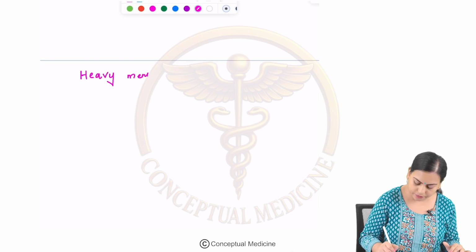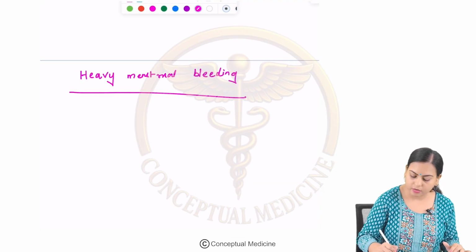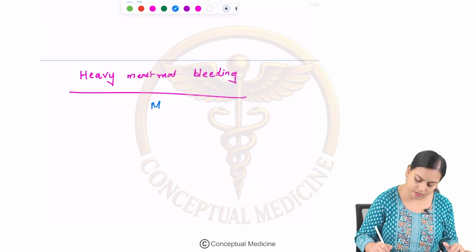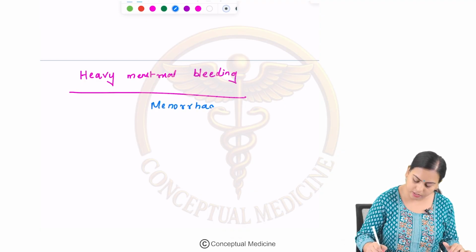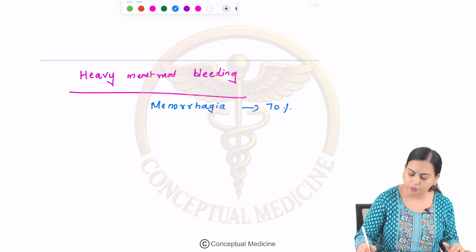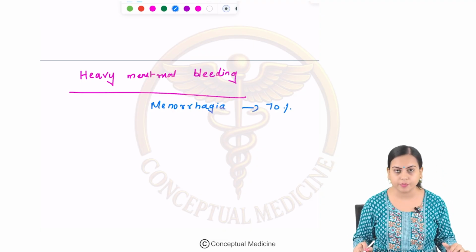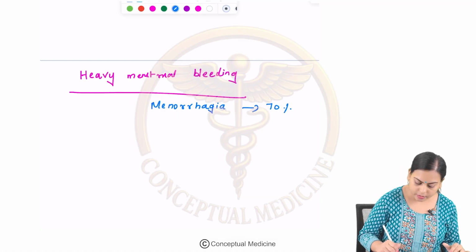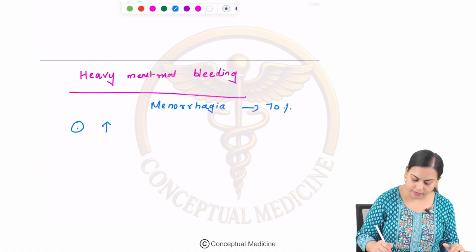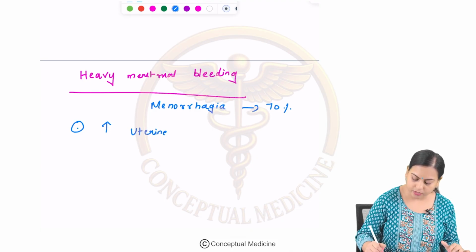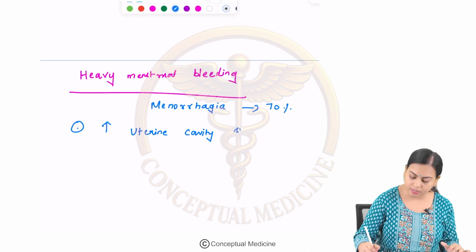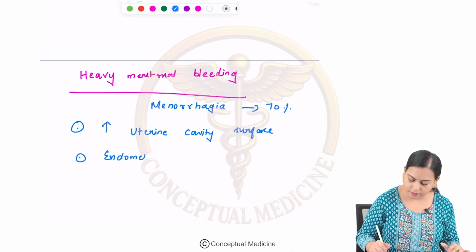So, heavy menstrual bleeding, or otherwise menorrhagia. Okay, so menorrhagia. This is one of the most common types of presentation, in which 70% of the women will present to you. Here it happens because there is increased uterine cavity surface, endometrial hyperplasia or seam.